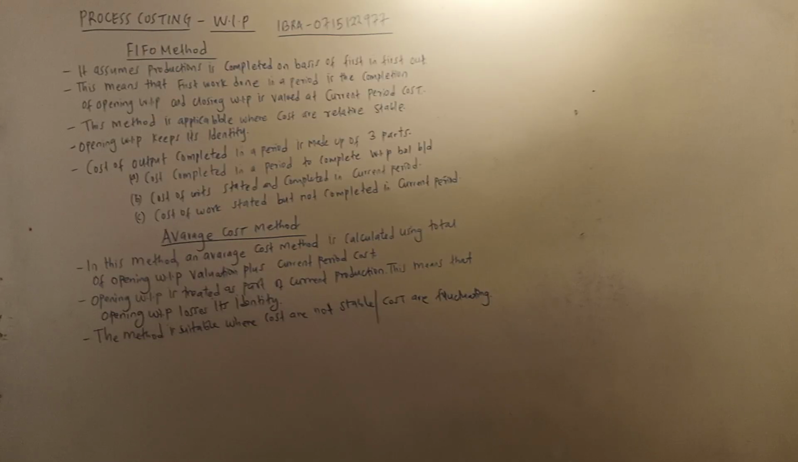Now, for the average cost method, this method is applicable in a situation where costs are not stable, or the costs are fluctuating in nature. In this method, opening work in progress will always lose its identity. So opening work in progress loses its identity, and it is treated as part of current production. Therefore, this method uses the average cost to value the work in progress.